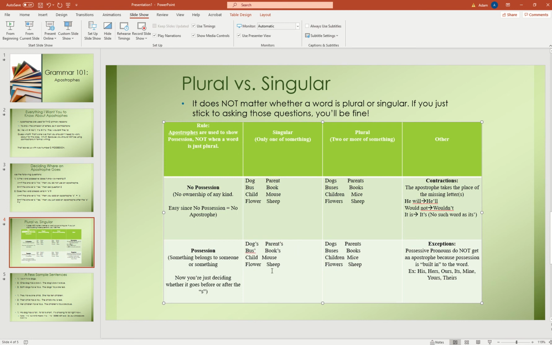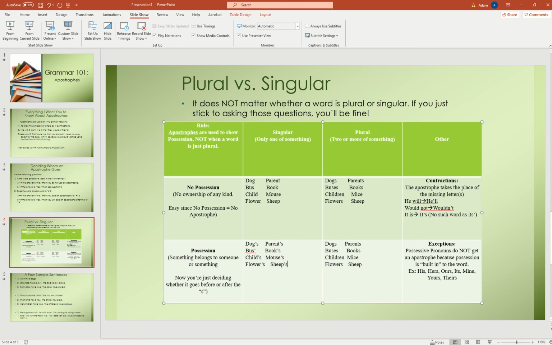The child's homework is ripped. Homework belongs to the child. Child does not end in S. The mouse's leg is caught in a trap. Leg belongs to the mouse. Mouse does not end in S. The flower's petals are pretty. Petals belong to the flower. Flower does not end in S. Apostrophe S. The sheep's wool is woolly. Wool belongs to the sheep, and sheep does not end in S, so I do apostrophe S.